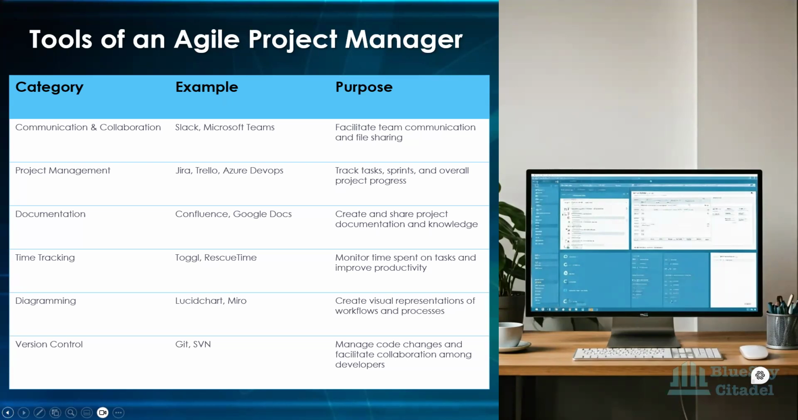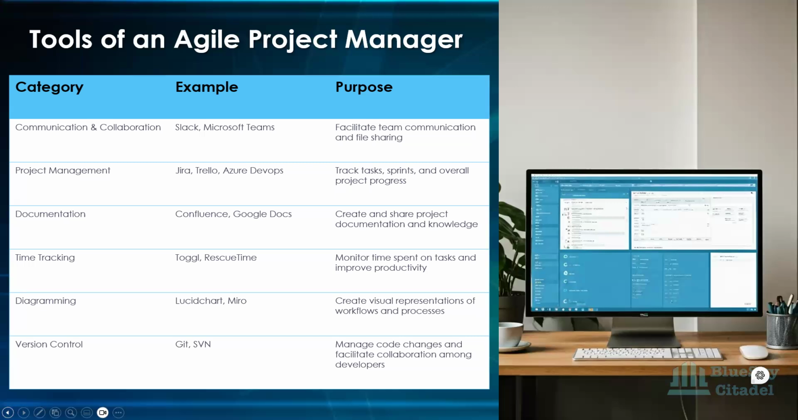With communication and collaboration, you might use Slack or Microsoft Teams. The main purpose is file sharing and facilitating team communication, especially within a hybrid team. So you've got some people in the office, some people at home, and you want to make sure that constant communication and collaboration is happening. Project management could be through Jira, Trello, or Azure DevOps, a way to track your tasks, the sprints, and the overall progress of the project.